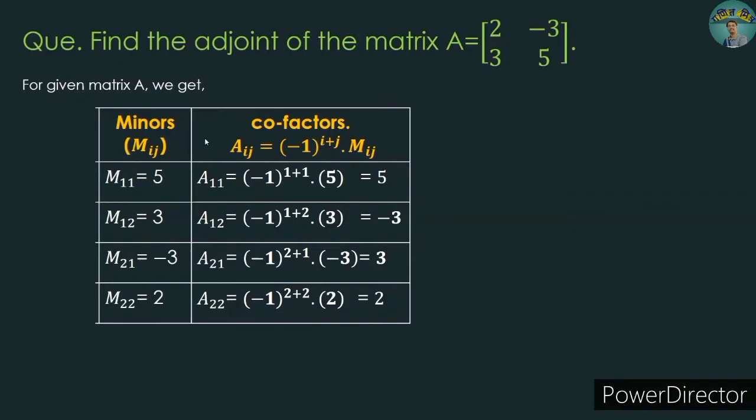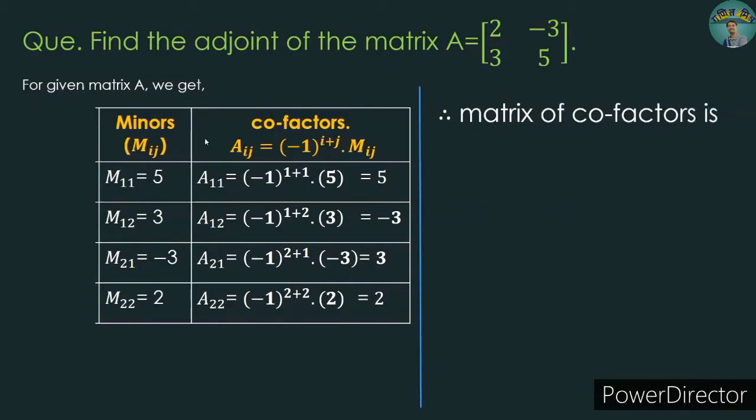Now let us move to the next part, which is nothing but the matrix of cofactors. So I am going to write the matrix of cofactors Aij, which is equal to 5 first element, then second element minus 3, then 3, and then 2. So we are going to write all these numbers as per the positions of their original elements in the matrix.